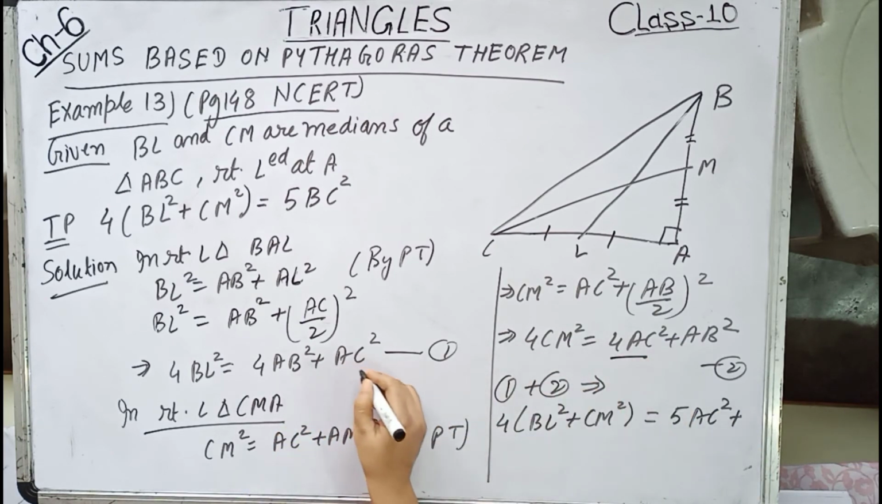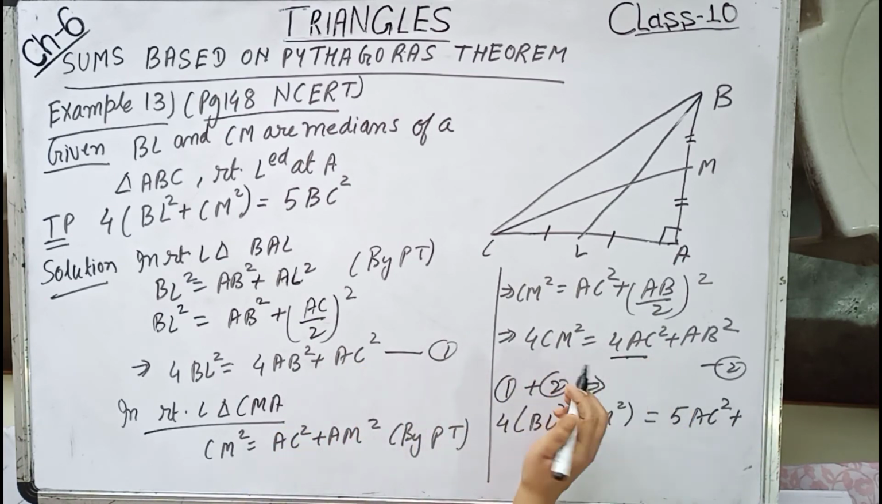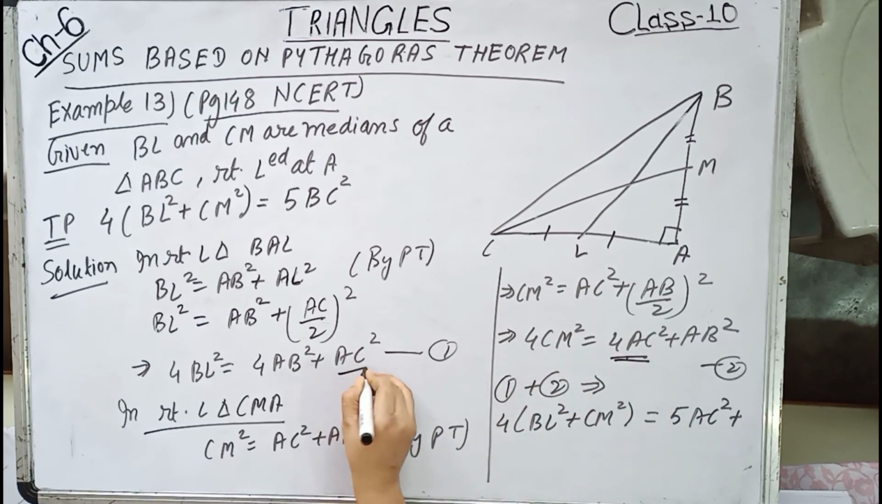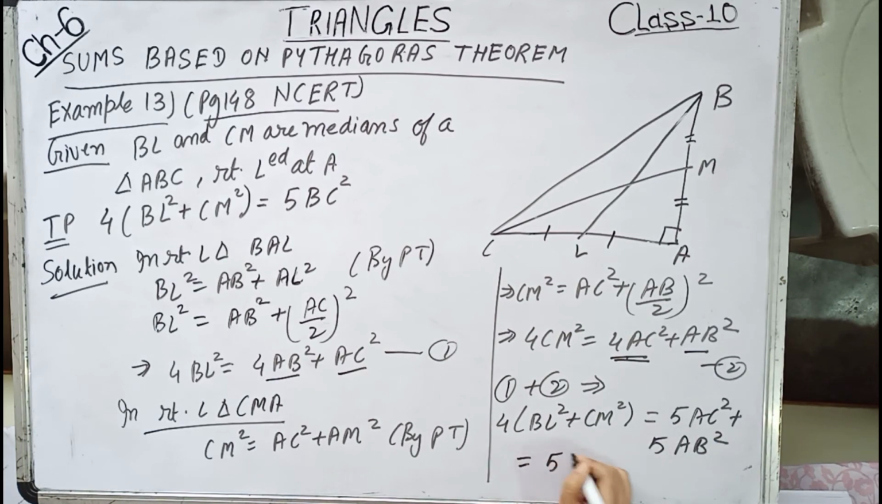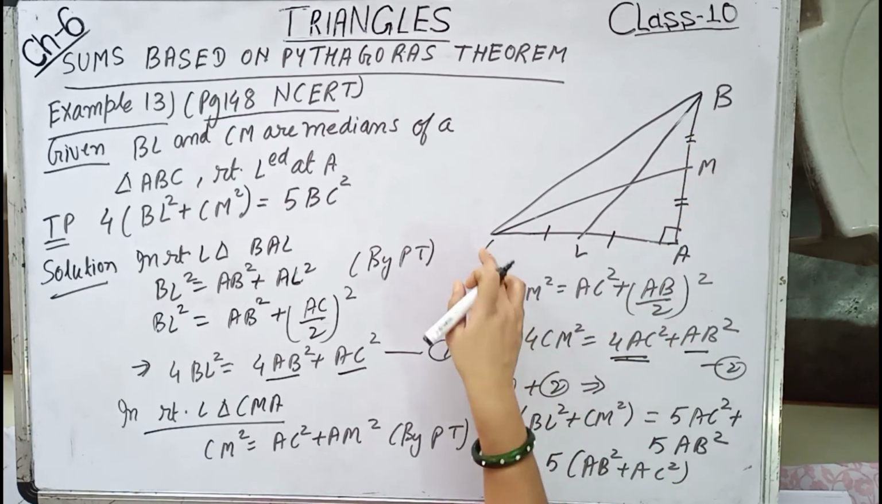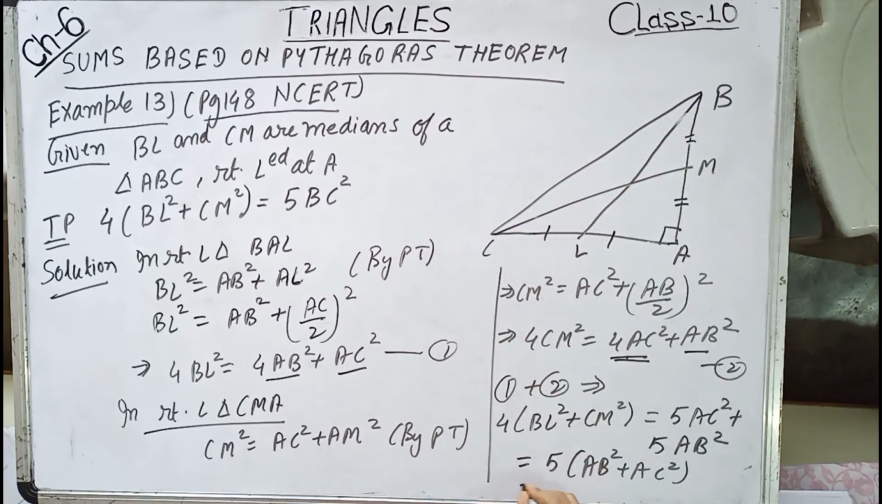4 AC square plus AC square is 5 AC square, and AB square plus 4 AB square is 5 AB square. So 5 is common, and we can write over here AB square plus AC square. Now AB square plus AC square equals BC square, equals 5 BC square, and hence proved.